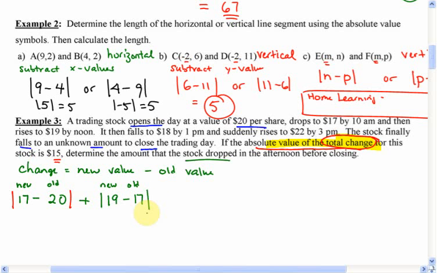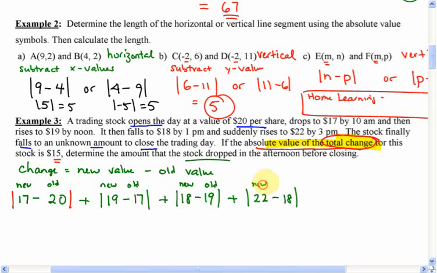Let's keep doing this. The next change happens from 12 noon to 1 p.m. It went from 19 to 18. So my new price is 18. My old price is 19. Do you see the pattern here? Let's keep going. You try to do this on your own. The next time, it suddenly rises to $22 by 3 p.m. So my new price is 22. My old price is 18.